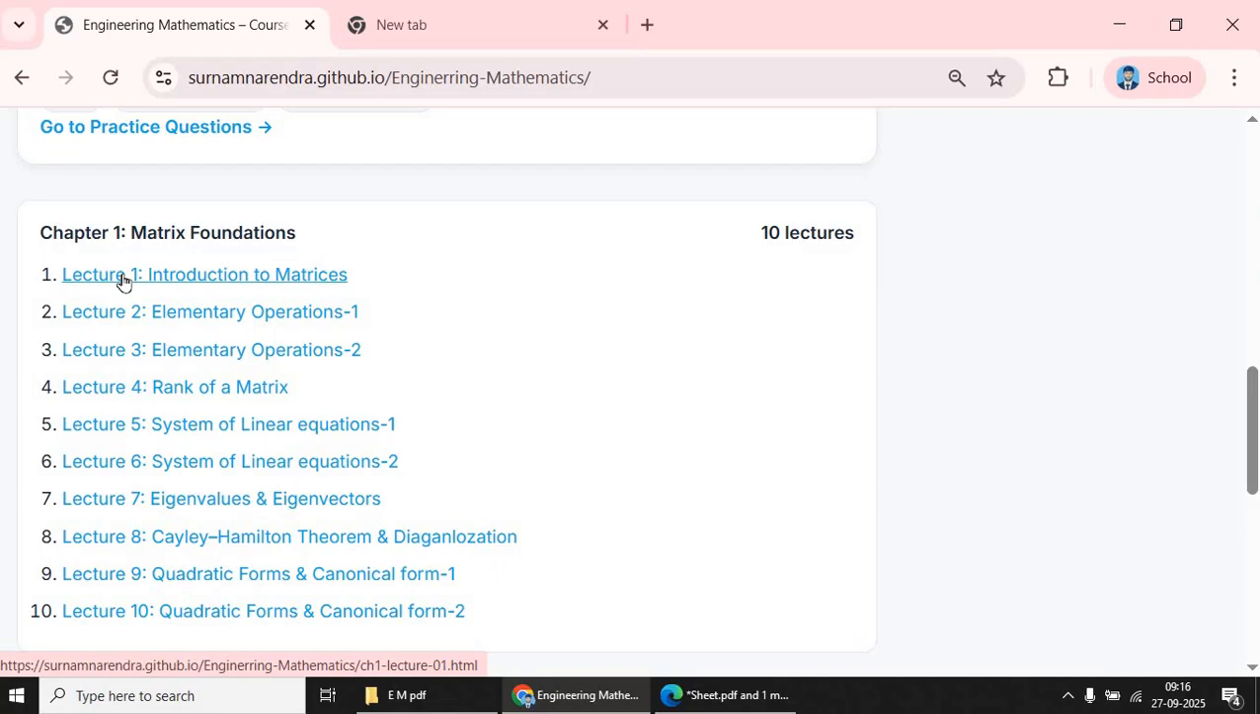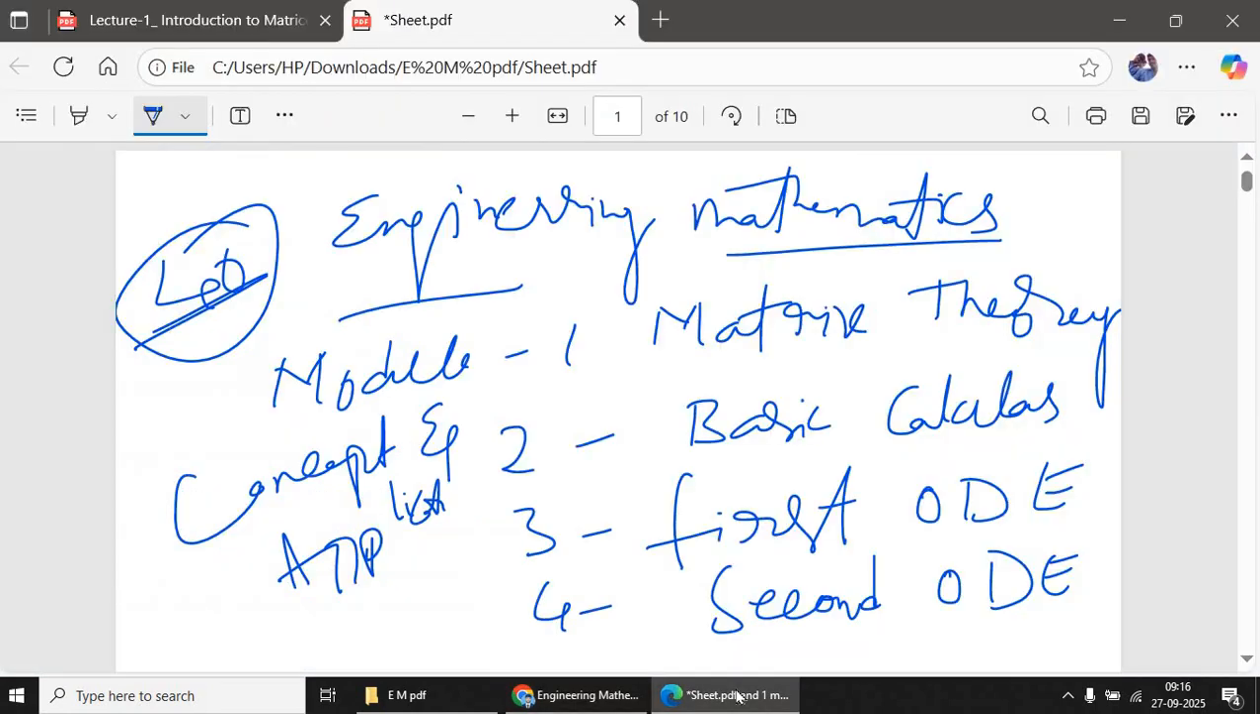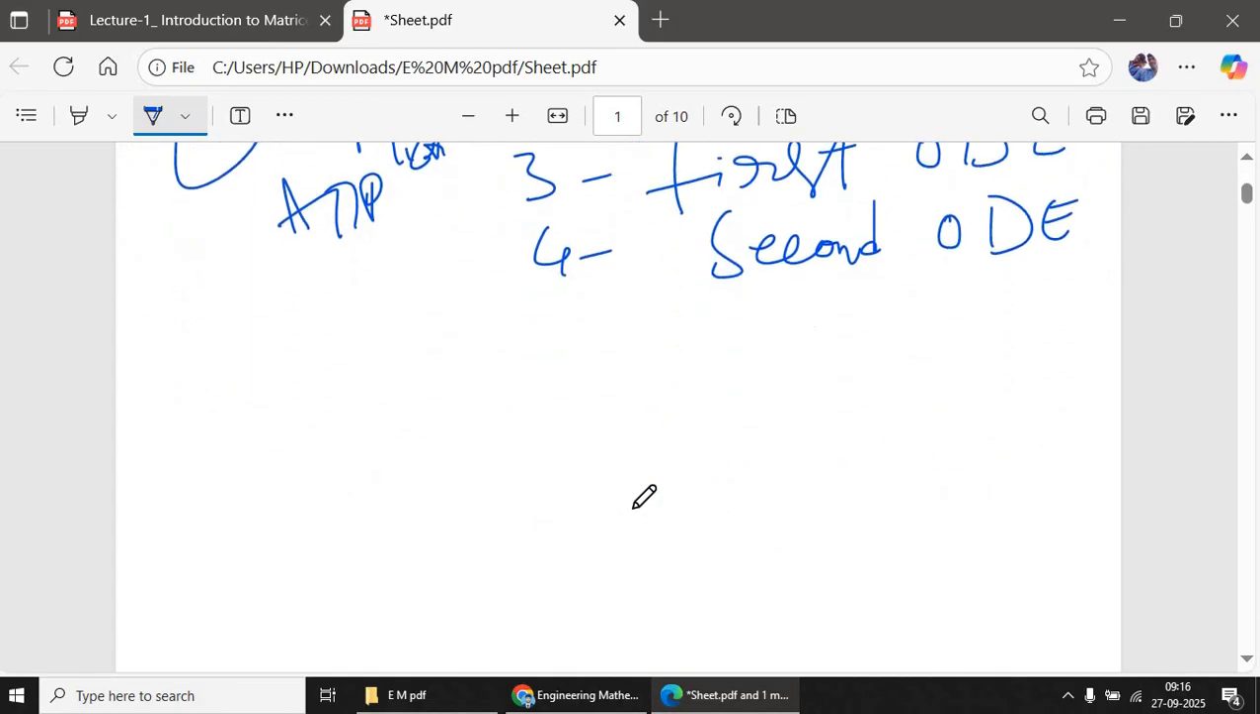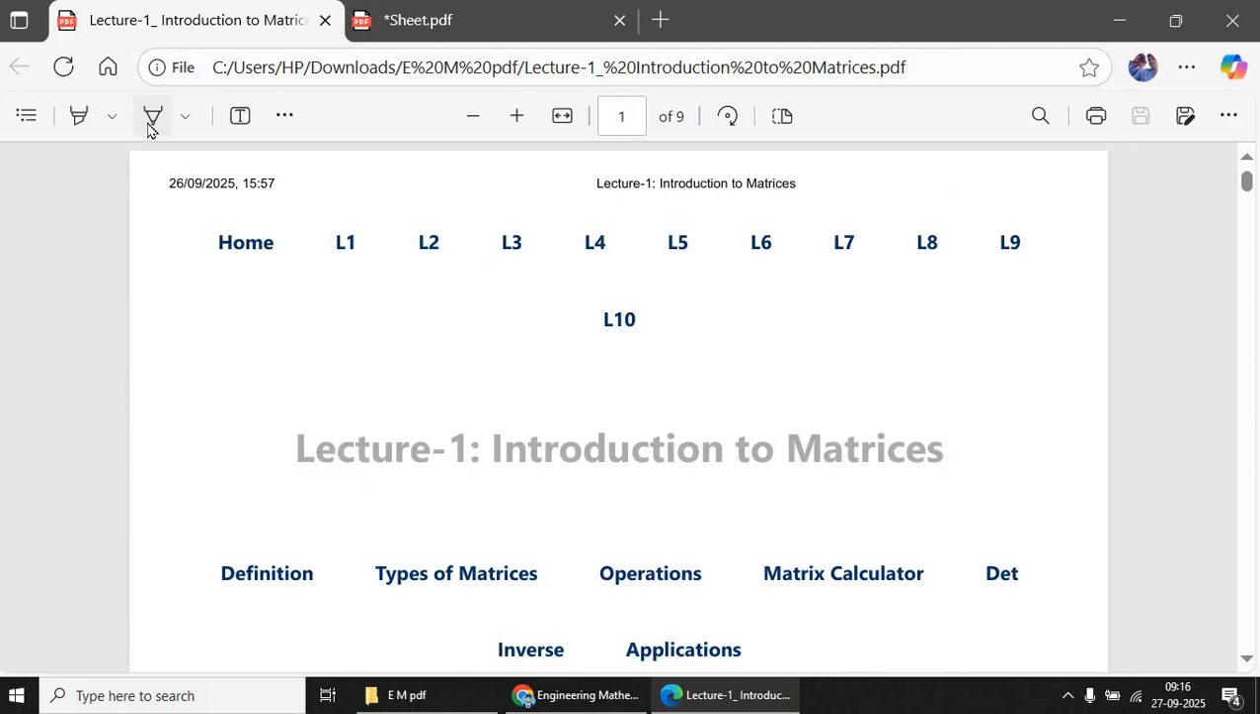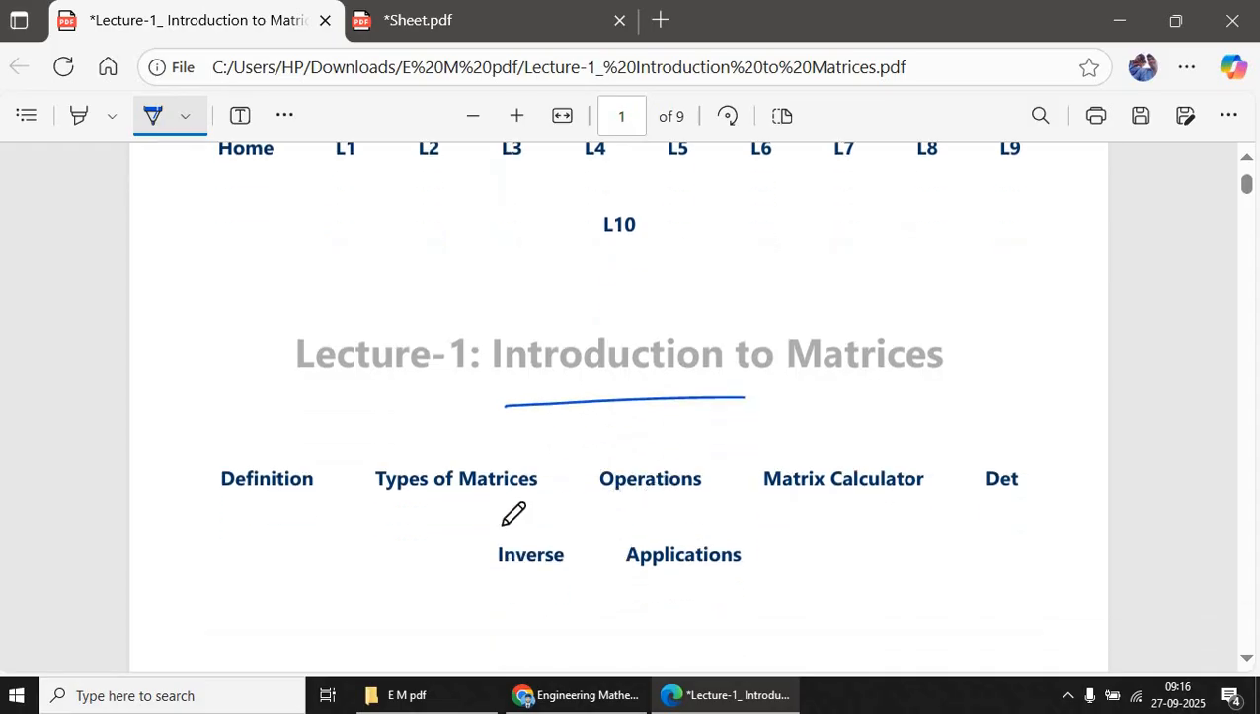Today I will just give a brief about matrix: how a matrix is formed, what is the use of matrix, and the different types and basics. Maybe you have covered those things at +1 and +2 levels. Coming to lecture 1, the title is introduction to matrix. In this lecture we focus on definitions, types of matrix, and the operations we can do using matrices. A matrix calculator is given, so you can calculate addition, subtraction, multiplication, determinant, inverse, and so on.